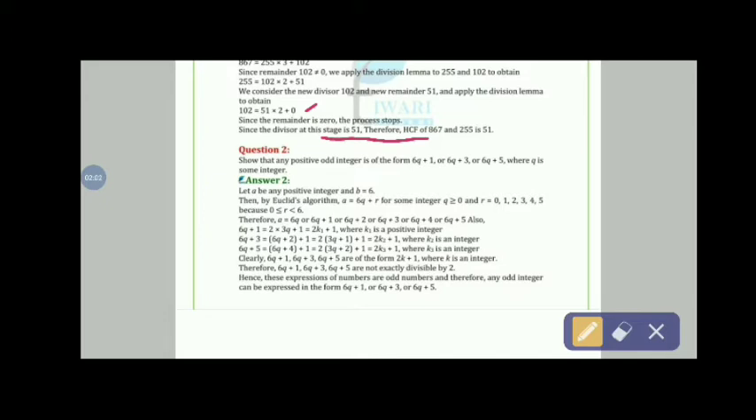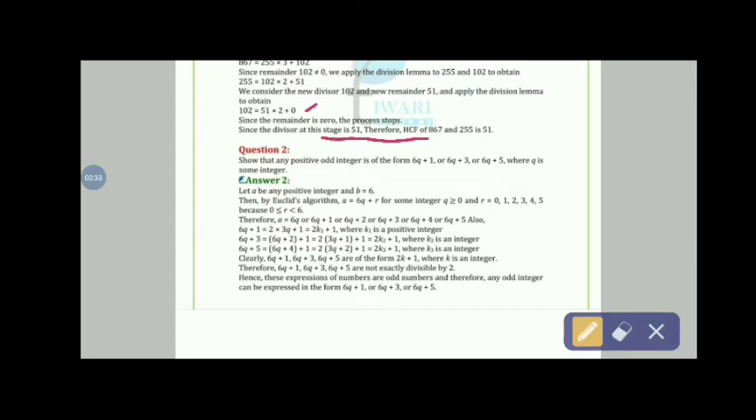Now in question number 2, show that any positive odd integer is of the form 6q plus 1, or 6q plus 3, or 6q plus 5, where q is some integer. For this year, 2020-21, this is not in the syllabus, but still we should at least have an idea. The students appearing for the board exam this year can easily leave such questions because this is among the deleted portion.